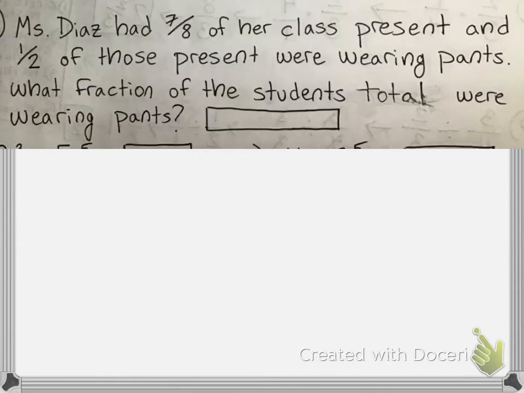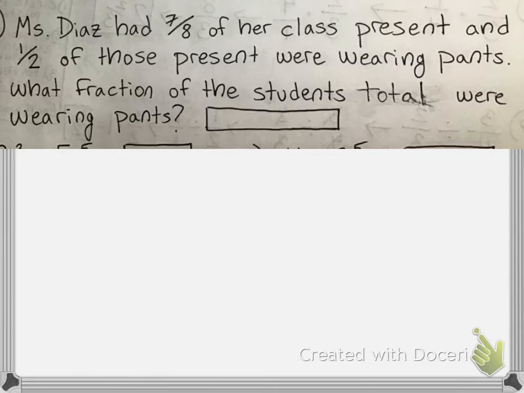Let's look at this one. Miss Diaz had 7/8 of her class present, and 1/2 of those present were wearing pants. What fraction of the students total were wearing pants? By pants, I don't mean that you weren't wearing anything, but maybe you were wearing shorts, or a skirt, or a dress. Or in this case, probably pajama bottoms.